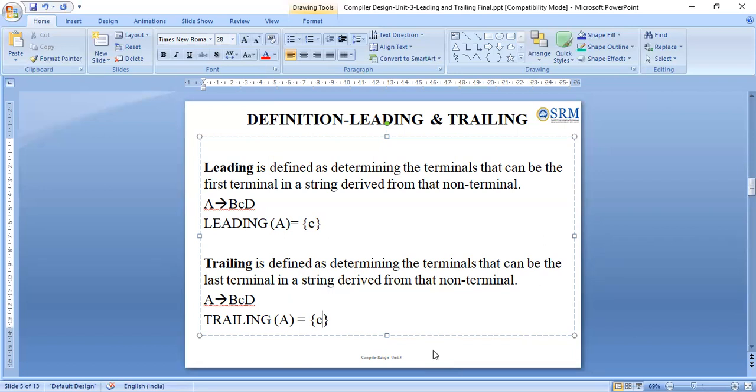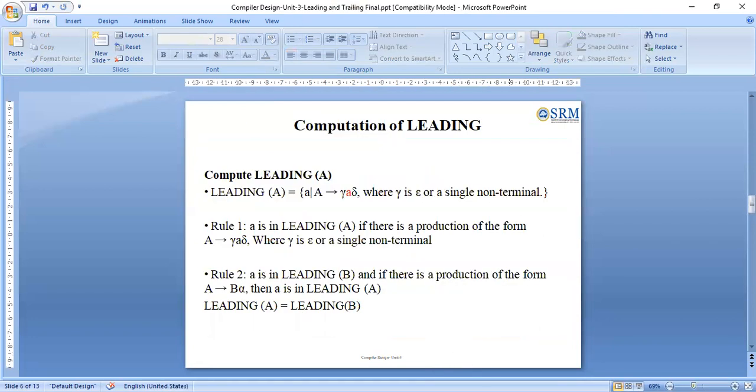What is the use of leading and trailing? It is used for the operator precedence table, to parse the operator grammar. What are the steps in finding the leading and trailing? From the definition, we find the first terminal for leading and the last terminal for trailing. Are these the only rules? No. In addition, we have some more rules. We will see them one by one.